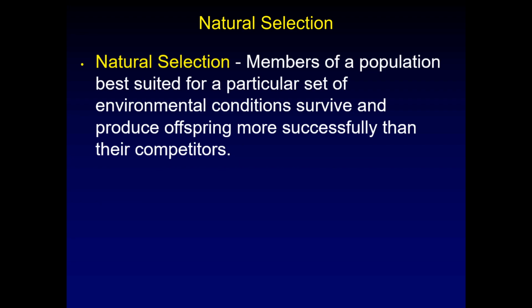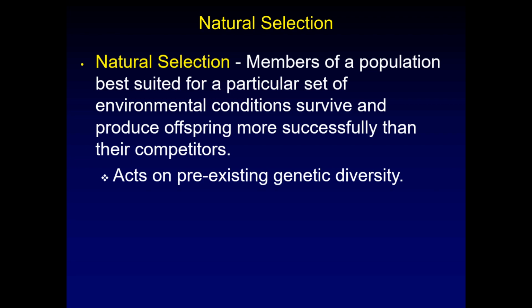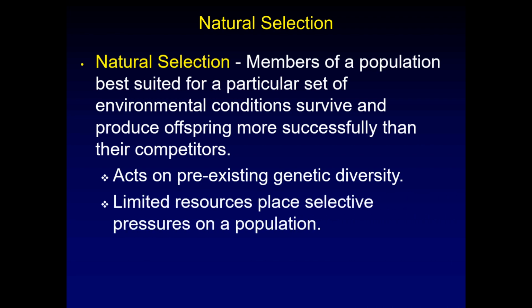This means that if you have, let's say, 10,000 trees and there are completely randomized traits within that population, some of them are going to make it onto the next generation and produce more offspring than others. And after a while, it's going to cause a shift more toward those specific organisms. So it acts on pre-existing genetic diversity. But again, remember, natural selection has to operate against the phenotype, which affects the genotype. So limited resources place selective pressures on a population.